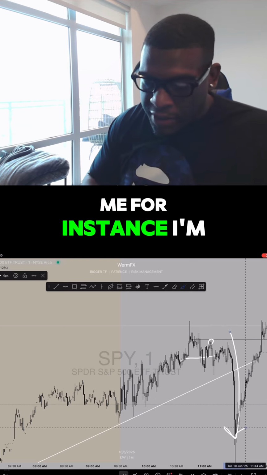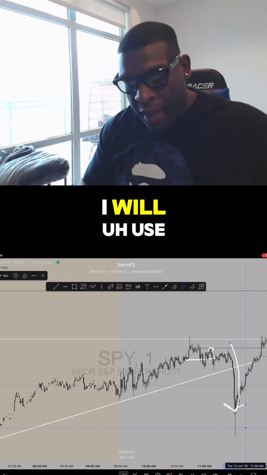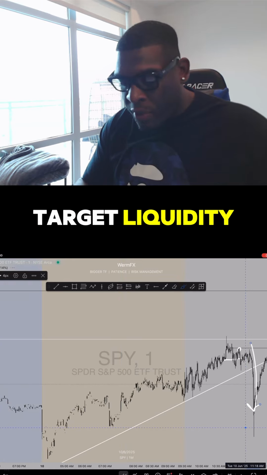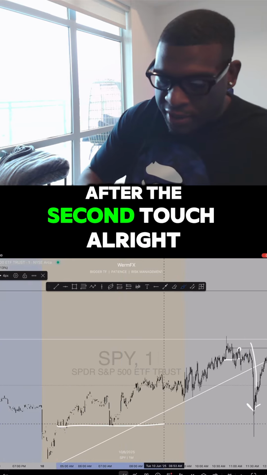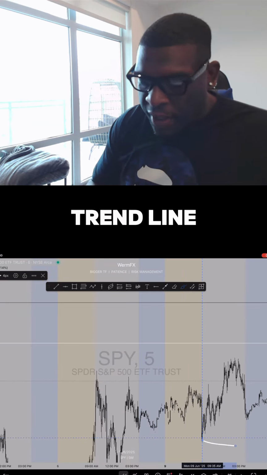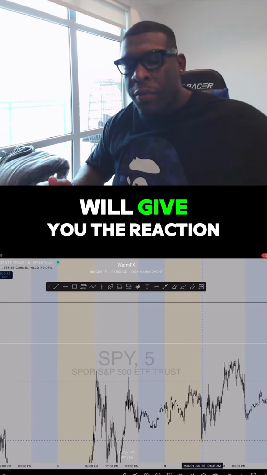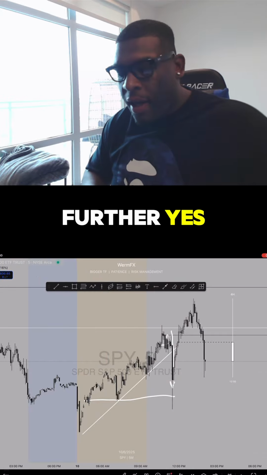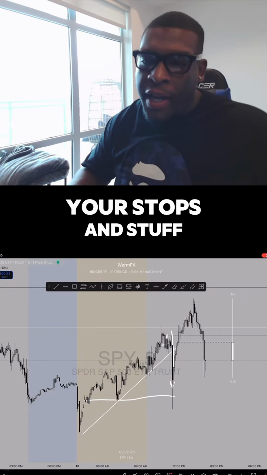Me, for instance, I'm not greedy. I will use these trend lines to target liquidity, but I usually stop after the second touch. So if we zoom out and go back to the 5-minute, the second touch of the trend line is usually where price will give you the reaction. Can it go even further? Yes, but that's when you start trailing your stops and stuff like that.